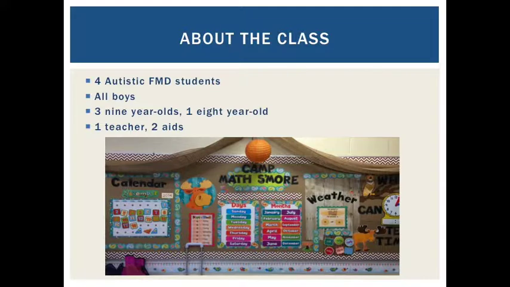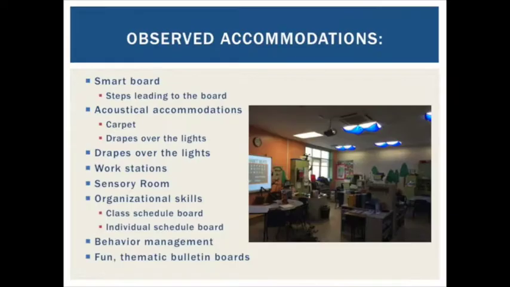We will begin by discussing the general aspects of this particular classroom. In the FMD classroom, there are 4 autistic students, all of which are boys. There are 3 9-year-olds and 1 8-year-old. Those who led the students include 1 teacher and 2 aides. It was particularly interesting to learn that this classroom has been specifically developed for these students.